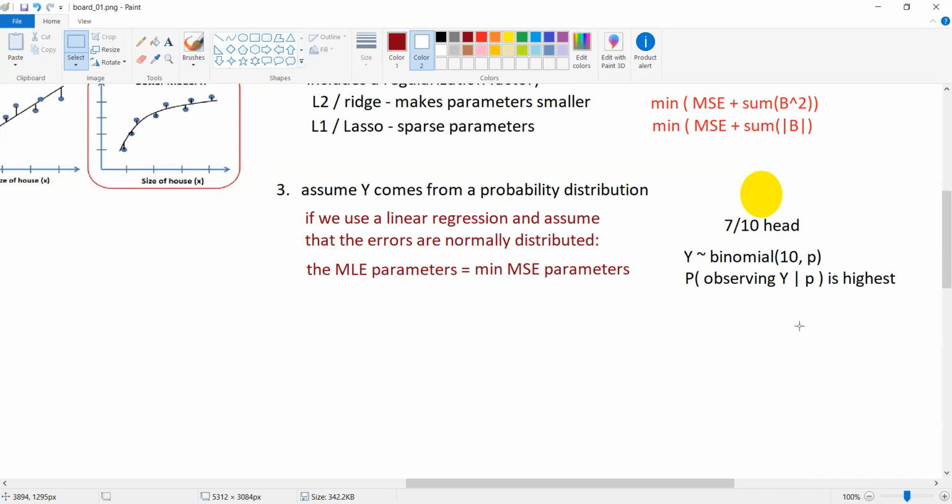No, you can assume that the errors come from any distribution that you want, but then you will have to find the parameters which maximize your likelihood given that distribution. So it gives you the highest probability of observing the Y given your parameters.